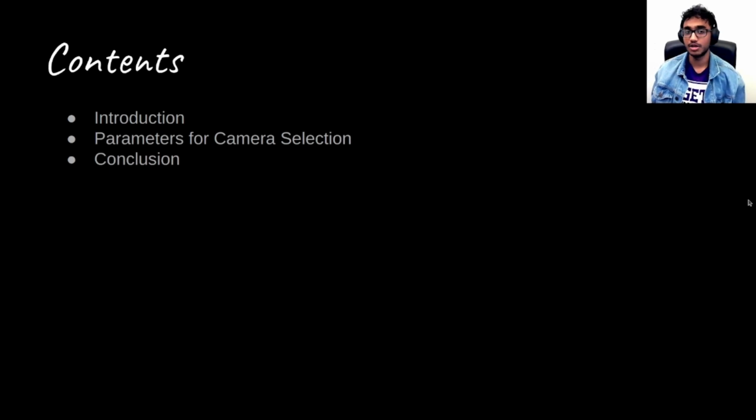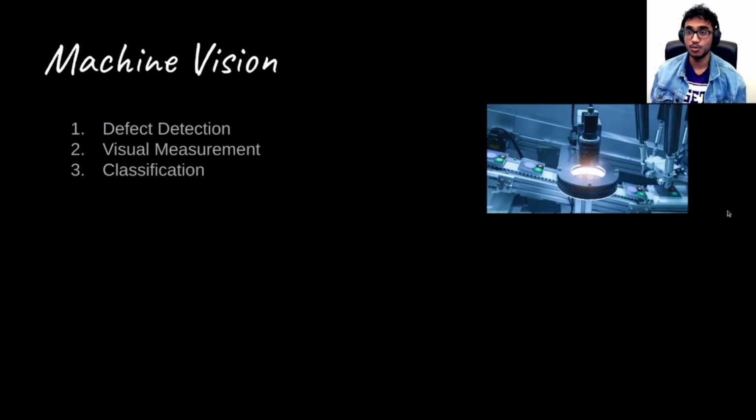So in this video, I'll talk about what machine vision is and then also talk about what are the different parameters which influence the camera we take for the machine vision application and then wrap up the entire session. So what is machine vision? So basically machine vision is using vision for industrial applications, as in for defect detection or visual measurements or classifying what different part it is. So these are some of the applications of this vision system.